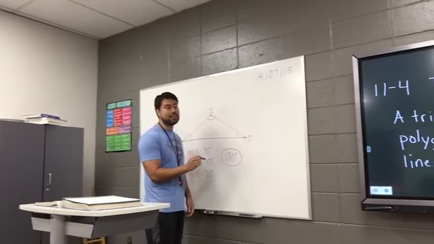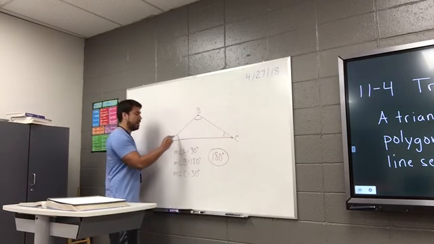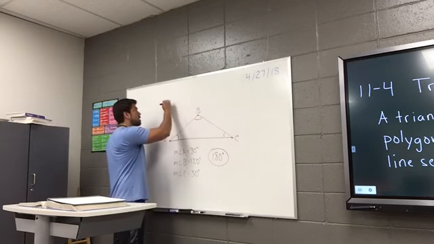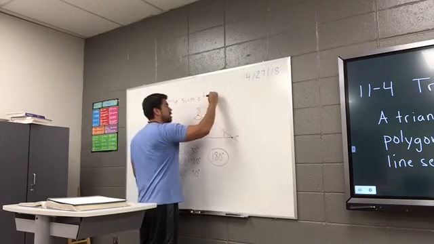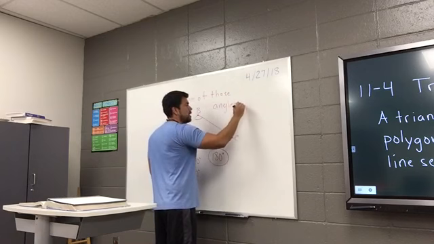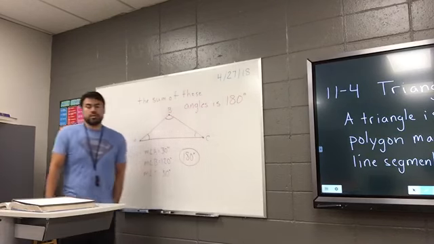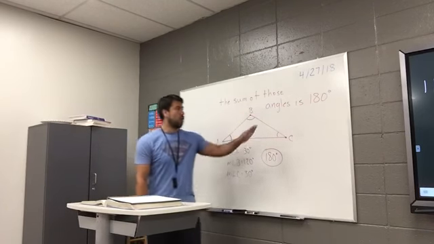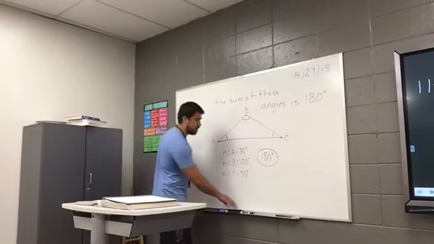And here's a key fact about triangles. Every single real triangle has three angles, and the sum of those three angles is always 180 degrees. Always, always, always. And by the way, guys, on your homework, I'm going to see if you really understand that. It's always 180 degrees.